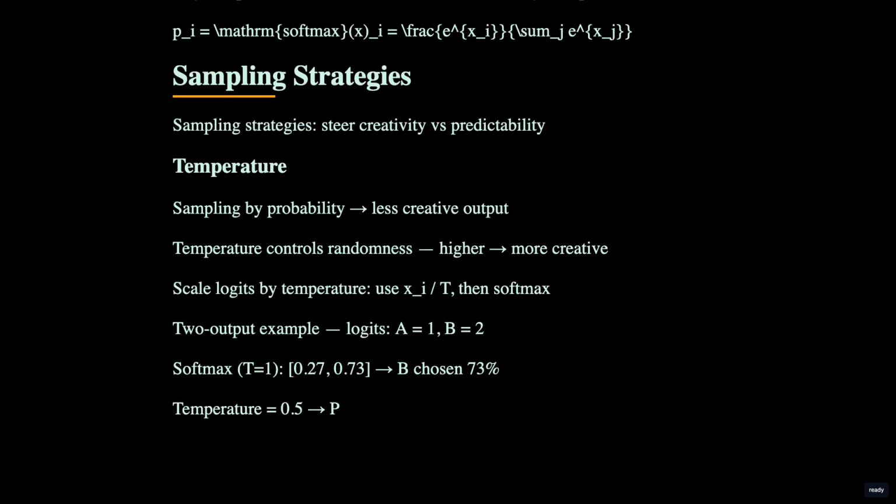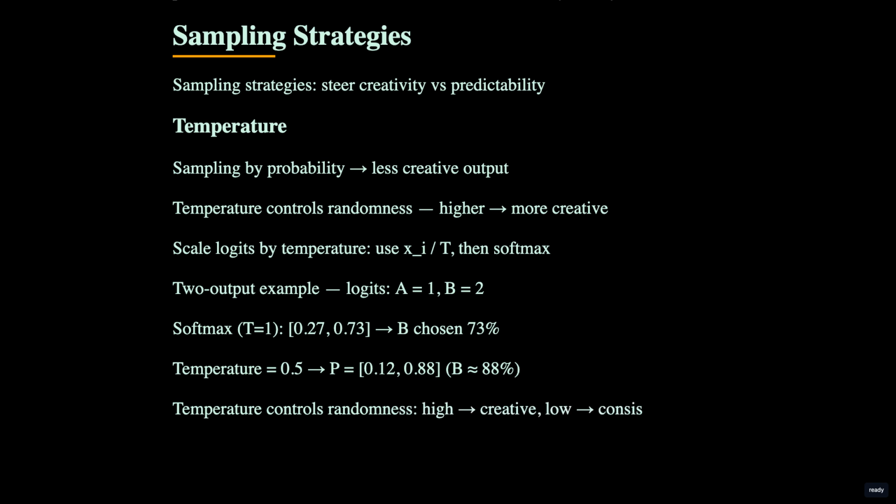Lowering temperature to 0.5 sharpens the softmax, so the higher scoring token B receives most of the probability mass. With probabilities 0.12 and 0.88, the model will sample B about 88% of the time and A about 12%.